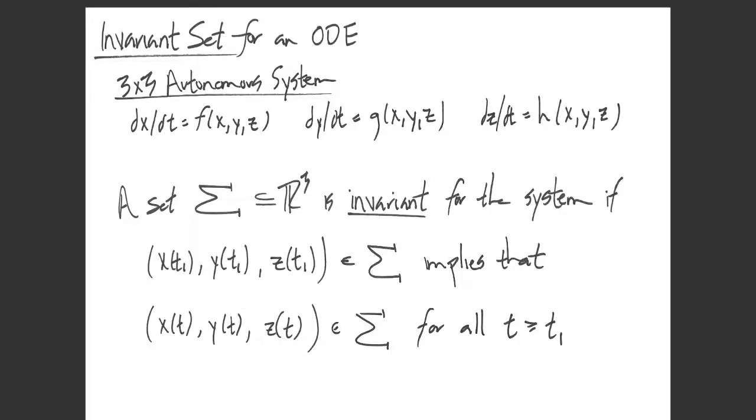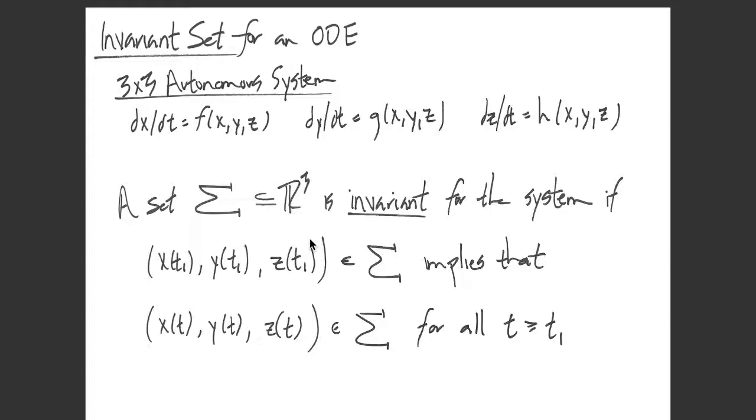So an invariant set would mean that, if you imagine the solution of the system tracing out a curve in R3, if there's some subset of R3, and once the system enters that subset, it never leaves, that subset is called an invariant set for the system.